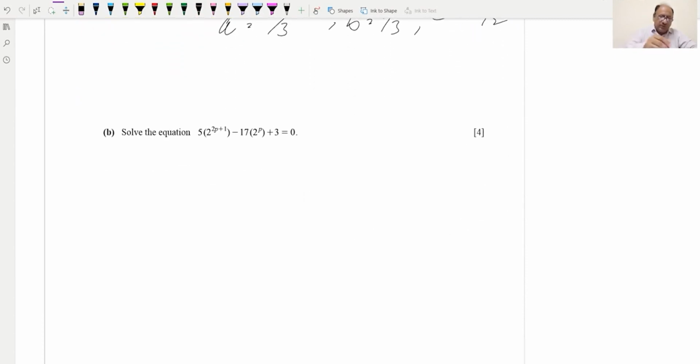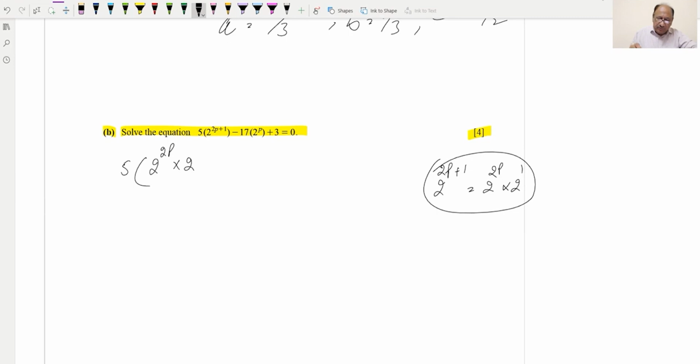Now for the b part, it says solve the equation, this one, and this is a 4 marks question. So what we will do, we can rewrite the equation's inner portion as 2 raised to 2p multiplied by 2, by indices. We have rewritten this as 2 raised to p into 2 raised to 1, because when bases are being multiplied, their powers will be added. So by that rule we have rewritten this. Hopefully you understood this. Now we can write the rest of everything.